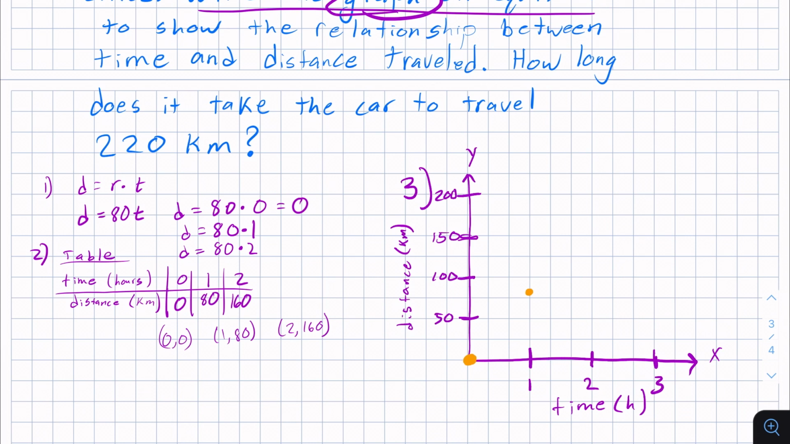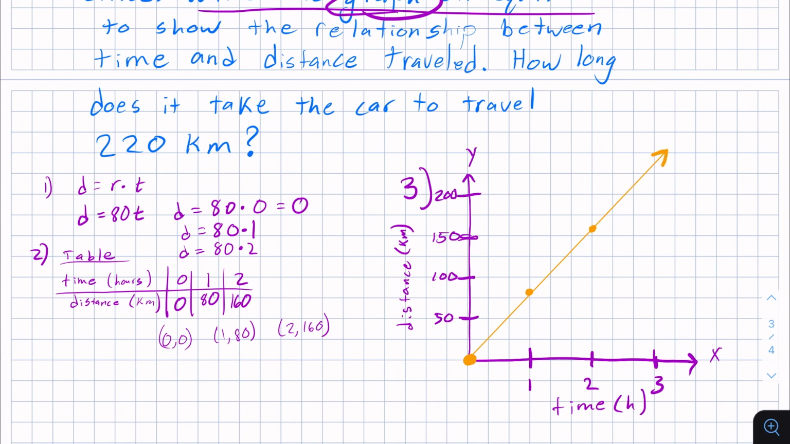Okay, that'll be 80. The next one was 2 and 160. So I'll go over to my 2 and go up to about where 160 would be, which would be just above the 150 there. So then I can do my line. And then boom, there it is. We'll do this about as precisely as we can. There. And so there is my graph for that.